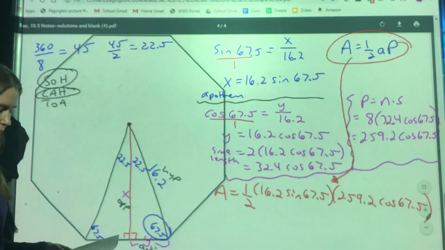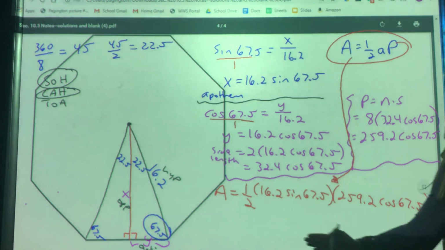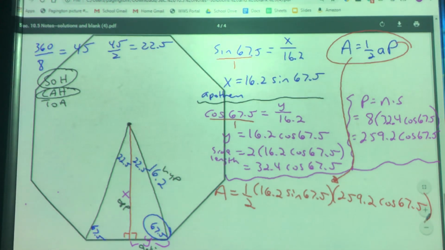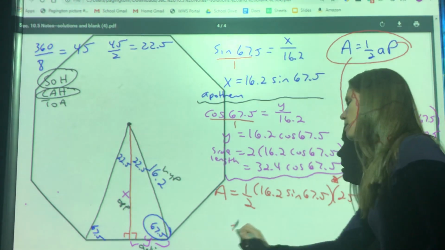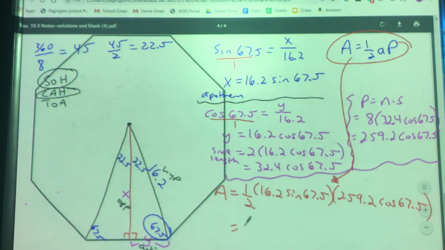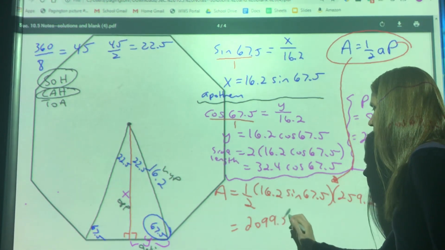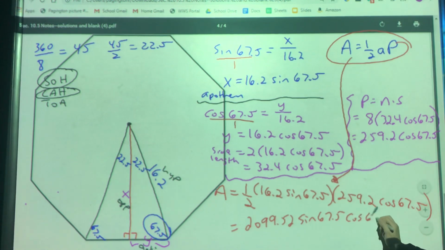And if I go ahead and get that multiplied, I went ahead and put all this on my calculator. I did 0.5 times 16.2 sine of 67.5. You might want to hit equals unless you put in some parentheses there, and then multiply times all this and round to the nearest tenth. Let me write it in exact form first, just in case you ever are asked for that. If I did 0.5 times 16.2 times 259.2, then I would get 2099.52, but then I still have my sine 67.5 and my cosine 67.5.